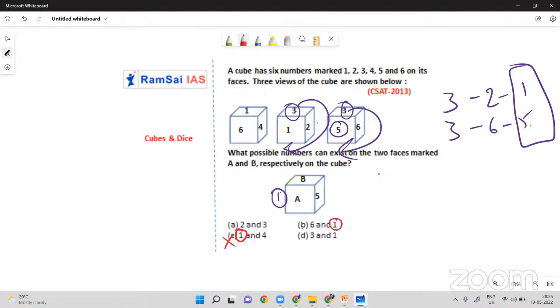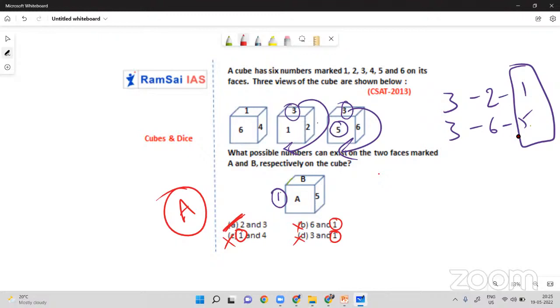Option B, it has 1, eliminate it. Option D, it has 1, eliminate it. 2 and 3, no 1 here. So option A will be the answer. It's very simple. I just calculated which will be opposite face of 5 and I got it as 1.